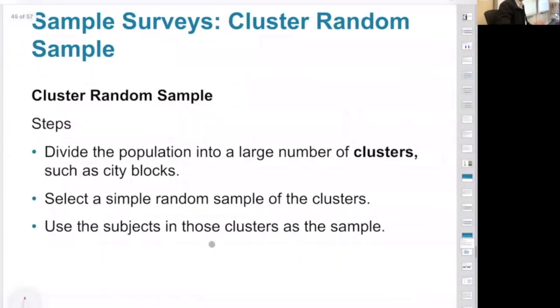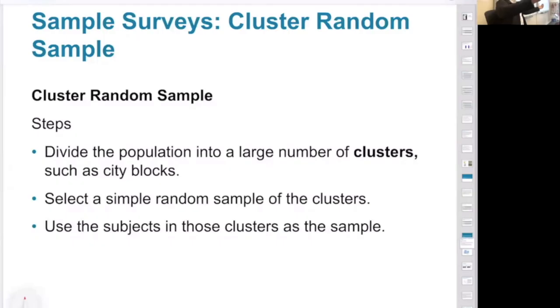So the cluster random sample is what? What are the steps of obtaining a sample by this method? First, you have to divide the population into a large number of clusters, such as city blocks. So suppose we need to study something in North Carolina, so we can divide North Carolina based on the counties. You have different counties, right? Okay, this is the first thing. And then take a simple random sample from what? From the counties, from these clusters.